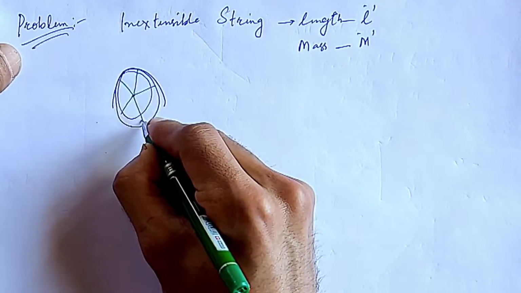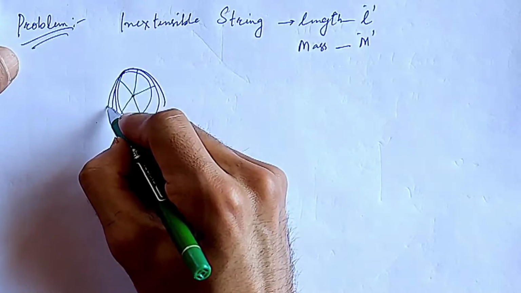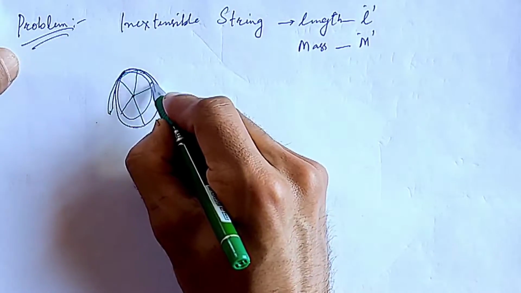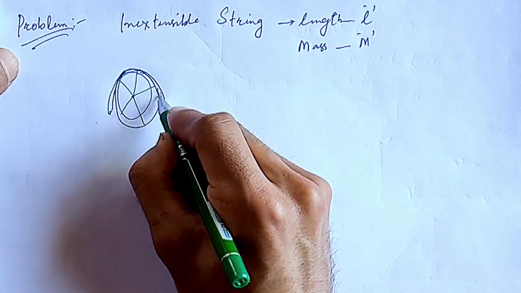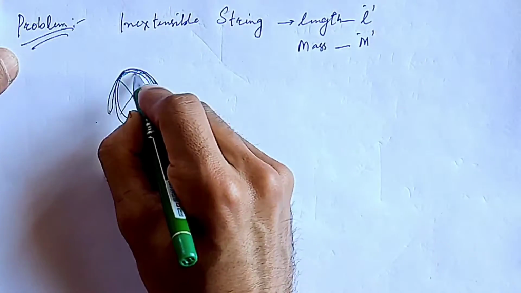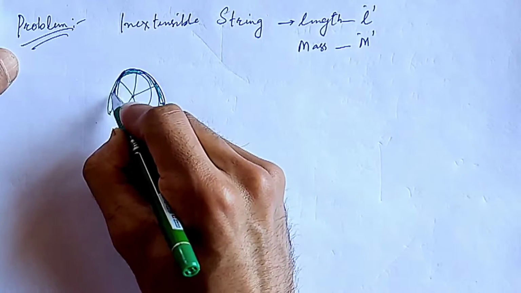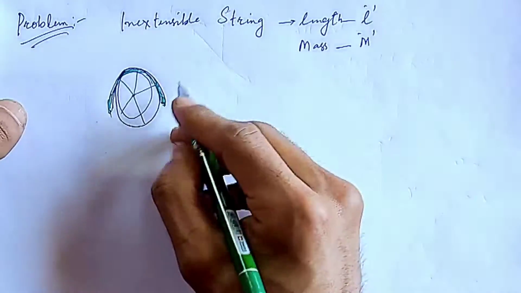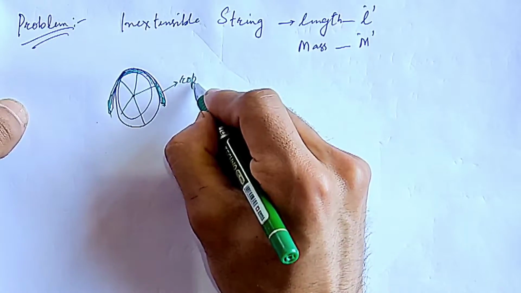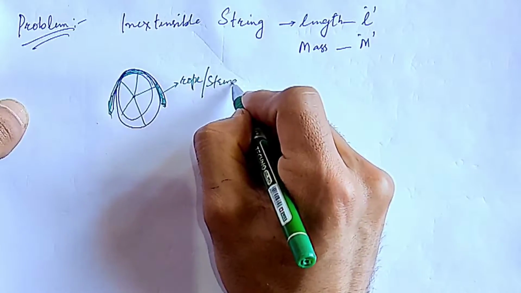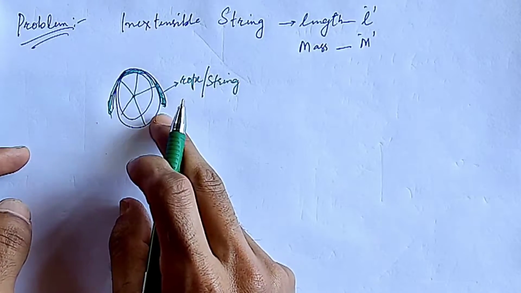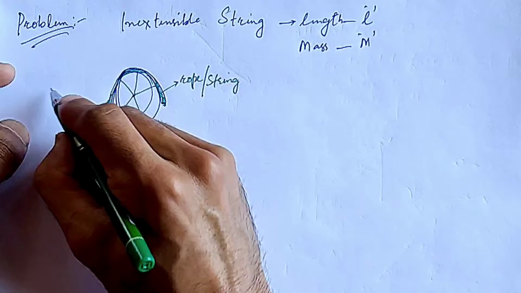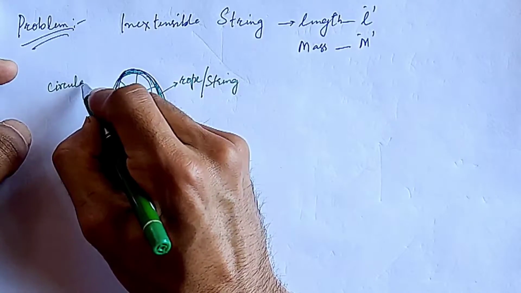Fine. I know this is a rough and very bad diagram. I'm not so expert in drawing diagrams. Kindly try to focus on the concept only. Don't look over the diagram. This is a rope or a string, which is rolled over a pulley in a circular loop. It's forming a circular loop.